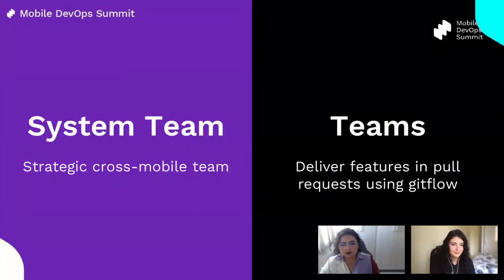With that being said, what's the difference between system teams and other teams? System team is a strategic cross-mobile team responsible for the path to production for the client's apps. We do not deliver features or products. However, we build or automate the way to get the product into the final user's hands. The other teams are responsible for developing, testing, and delivering the features or products, which will be in pull requests using the CI and CD pipelines built by system team.